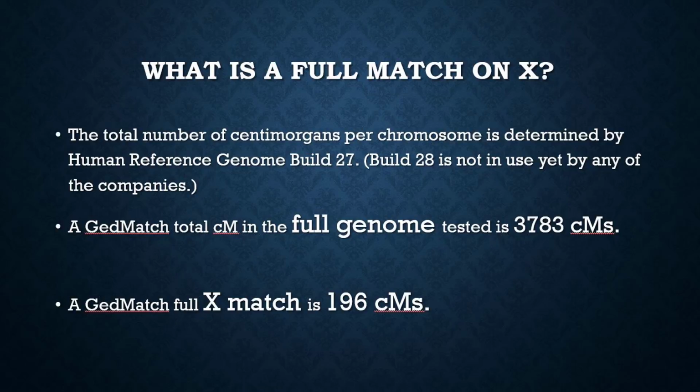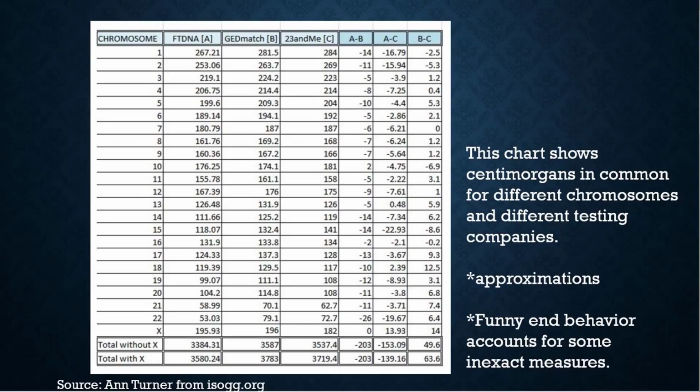GEDMATCH's mark is 196. I have included a chart here, and obviously we're not going to go through this at any great length, but at the very bottom, you can see FTDNA's match is 195.93, so it's basically 196 for a full X match. GEDMATCH is 196, 23andMe is 182. They have slightly different numbers to consider it a match, but we're going to use 196 because we're using GEDMATCH for most of our results.